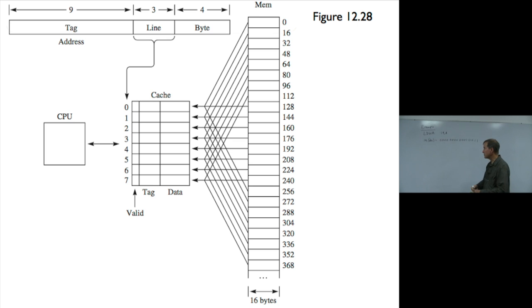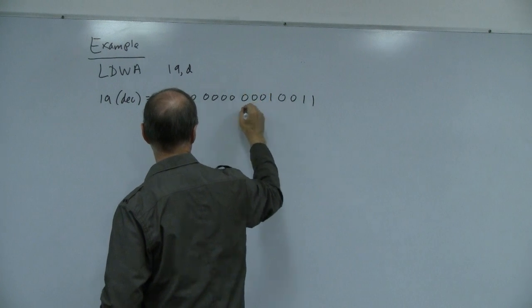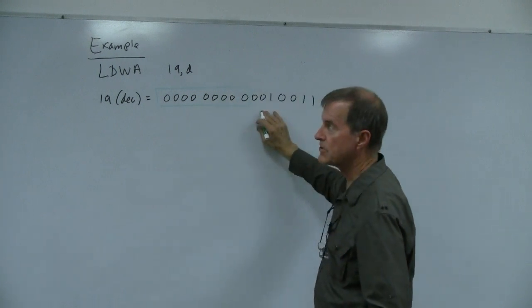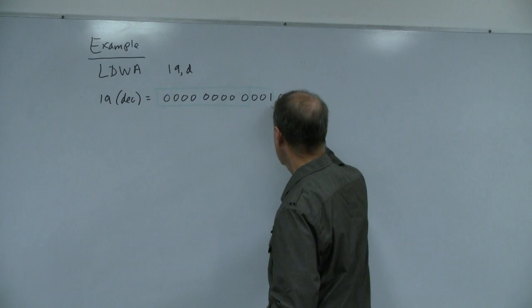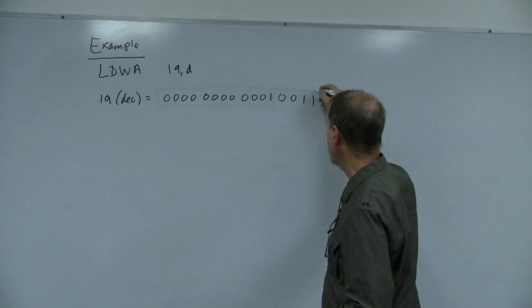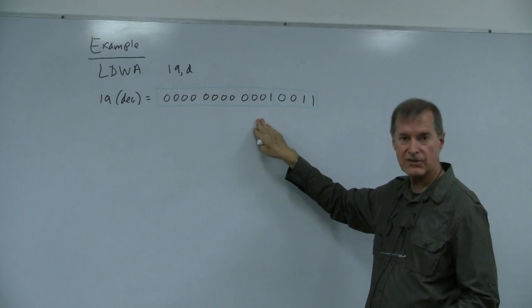And so what does the cache subsystem do? What it does in this particular example in figure 12.28 is it divides the first 9 bits of the requested address, and it uses that as what's called the tag field. So 1, 2, 3, 4, 5, 6, 7, 8, 9. So from here to here is the tag field. The next 3 bits are the line field. So 3 bits for the line field. And then the next 4 bits are called the byte field. So the cache subsystem divides the address into these fields.